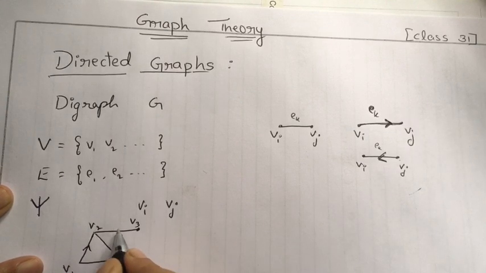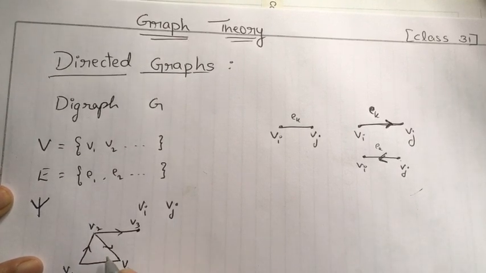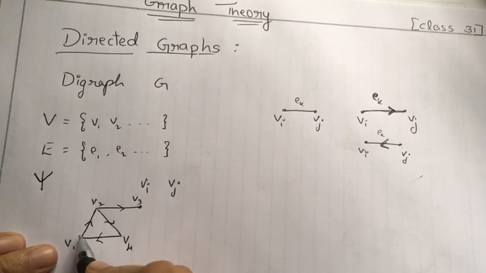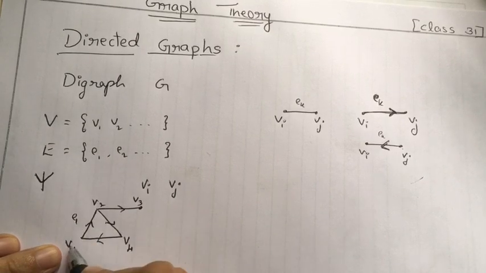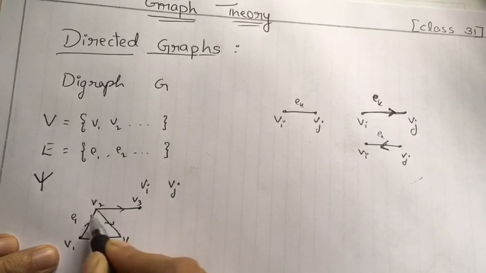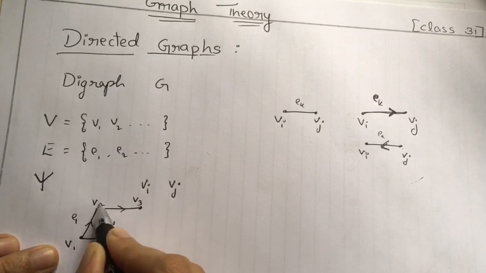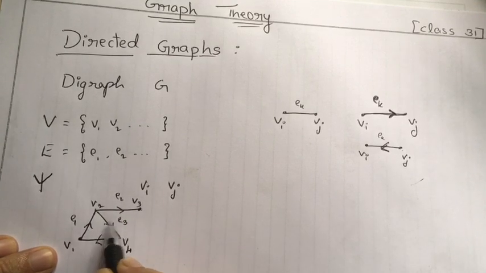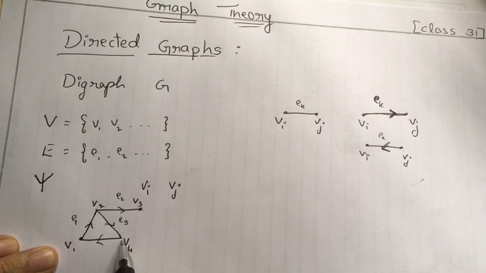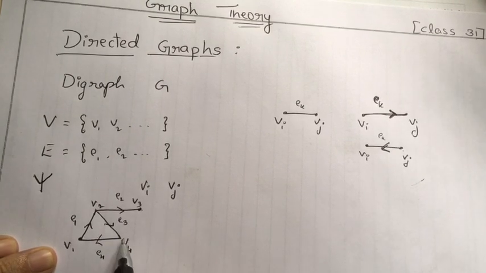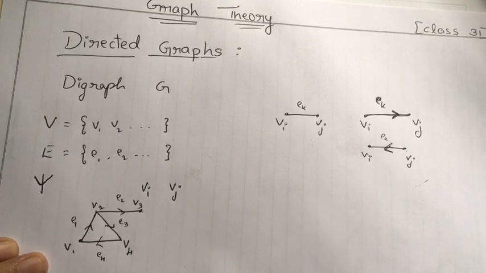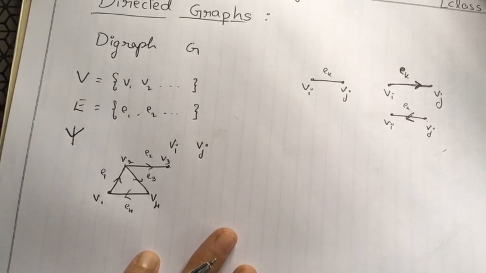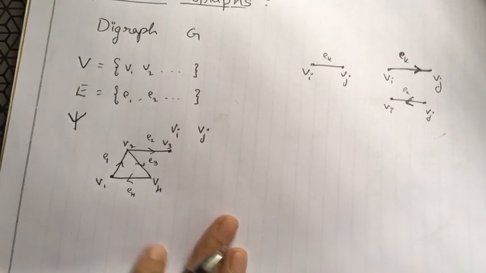I'm giving directions to edges, putting arrows. Now in this, I must say an edge E1 is moving from V1 to V2, not V2 to V1. An edge E2 is from V2 to V3. Edge E3 is from V2 to V4, and edge E4 from V4 to V1. This is a small example I have taken. Remember, this digraph is also known as an oriented graph.